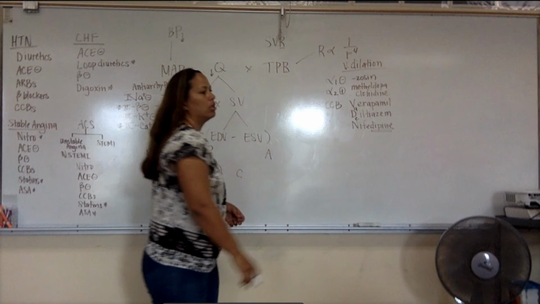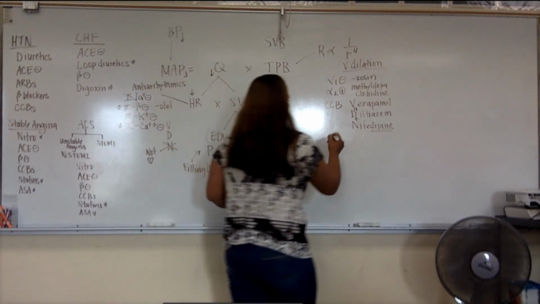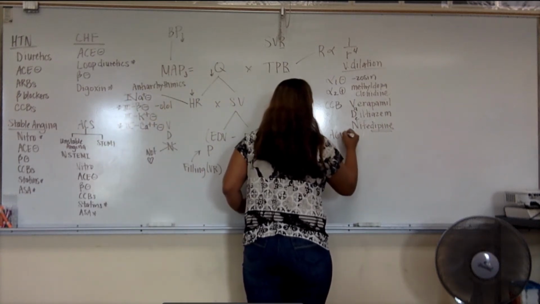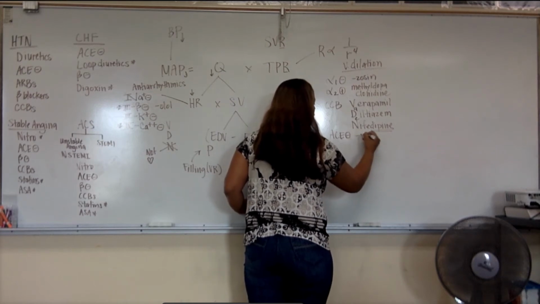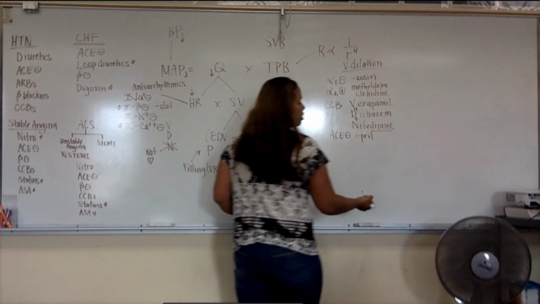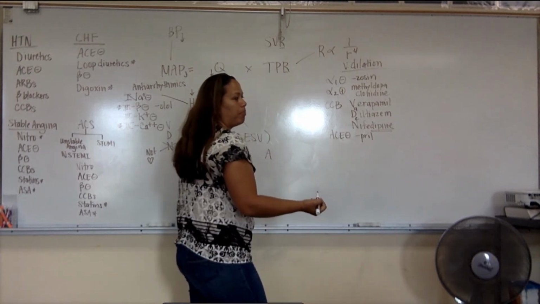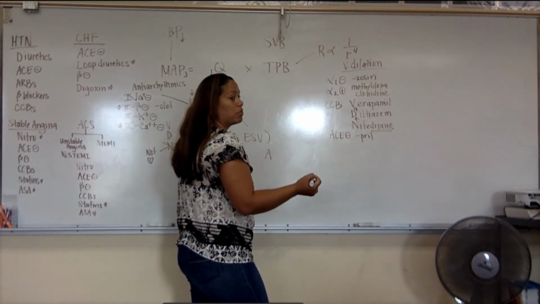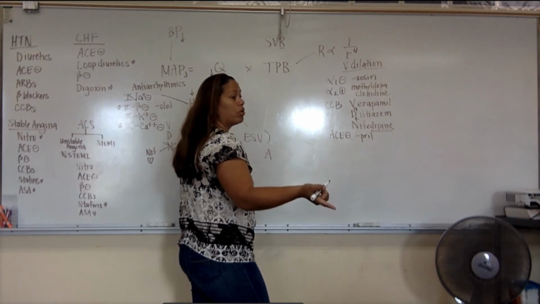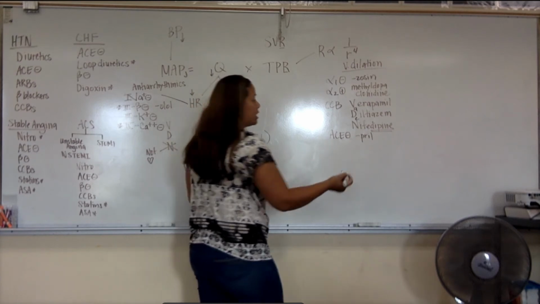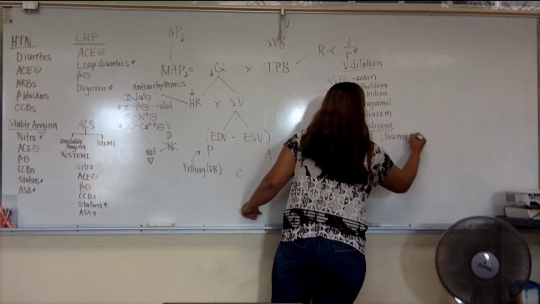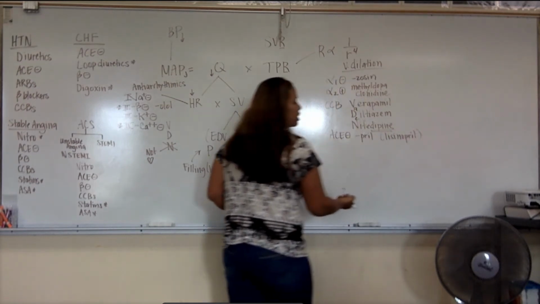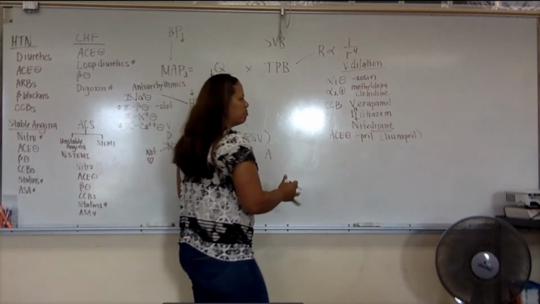What else can I add here? ARBs, right? I can use ACE inhibitors and ARBs. ACE inhibitors, give me the suffix for ACE inhibitors. Pril, and give me an example of a prototype drug. Lisinopril is a good one to use, but captopril was one of the original drugs, but lisinopril is more commonly used. It's a newer drug, so it's more specific, has better outcomes.